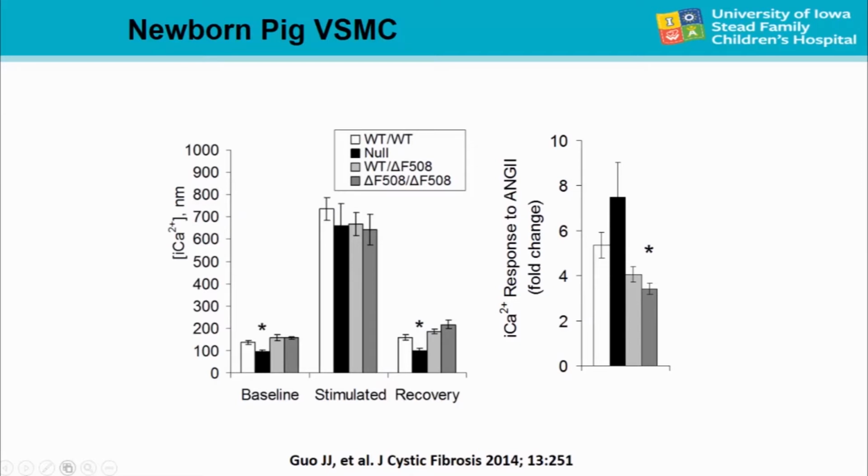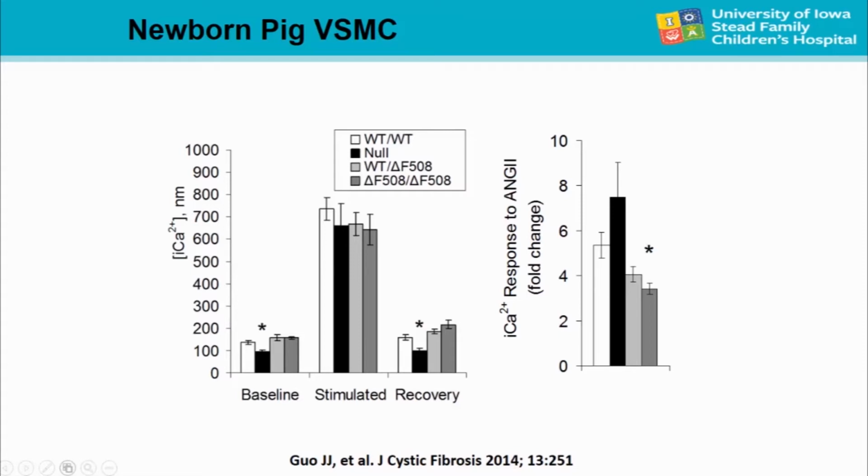So just very briefly, we published this now in Journal of Cystic Fibrosis a few years back. This is newborn pig vascular smooth muscle cells. Consistent with the hypothesis, vessels from null piglets had decreased intracellular calcium levels at baseline. This is an ion optics rig that we're using to measure this. And mice that were heterozygote or homozygous for the delta F508 mutation tended to have fairly normal baseline calcium levels, but then relatively low stimulated levels. So if you look at the ratio of the two, like a fold change in response to angiotensin stimulation, the delta F hets and the homozygote smooth muscle cells tended to be less calcium responsive.